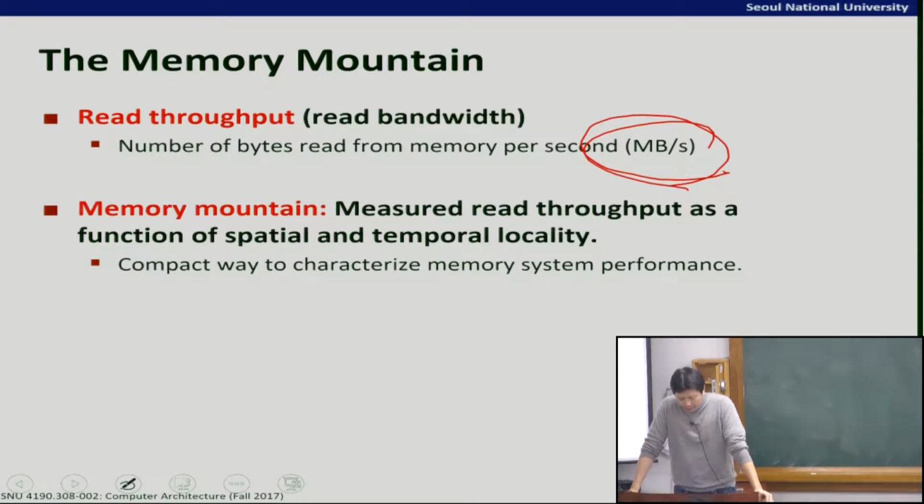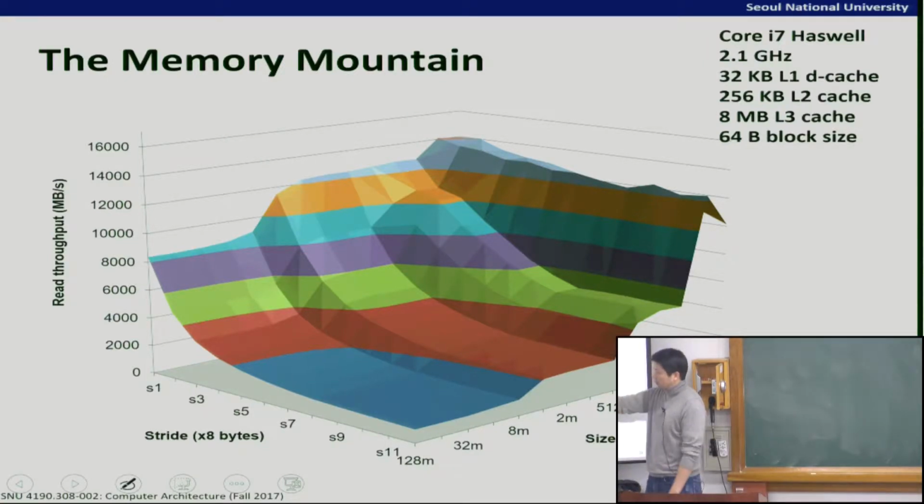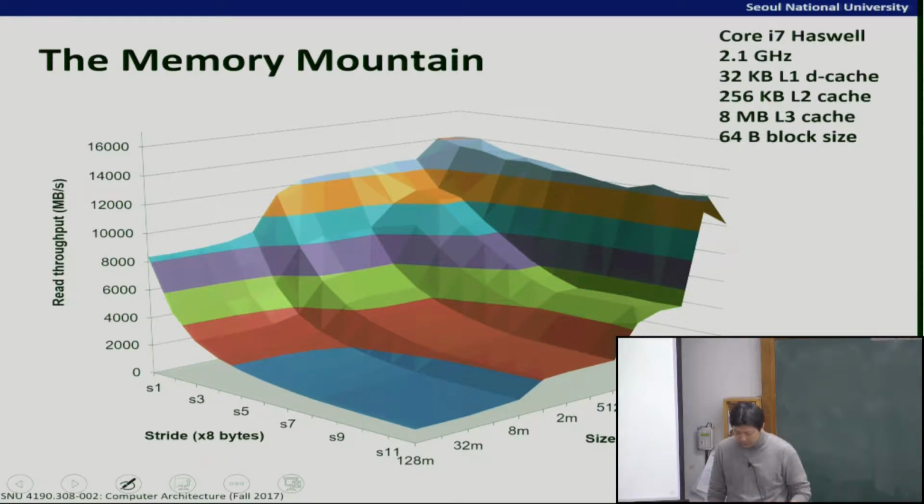And the memory mountain is basically where we measure read throughput as a function of spatial and temporal locality. This is a compact way to characterize a system's performance. This is an example of a memory mountain, in slide 24, two slides later. Before I explain this figure, let me explain how we generate these memory mountains. The memory mountain has two parameters, x and y: x is the stride and the size of the array, and the y-axis is the read throughput. The higher the better; a higher number means better performance.